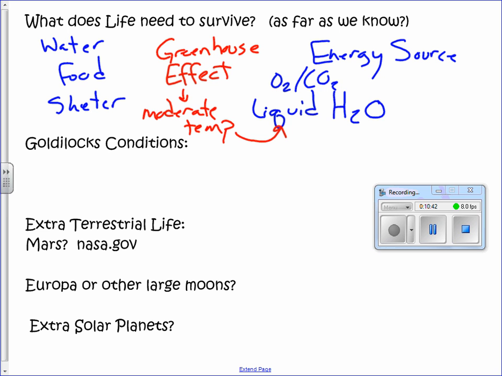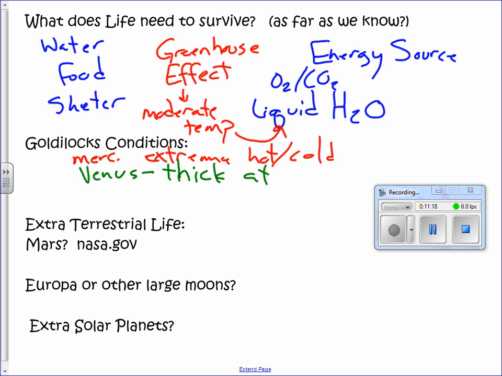We need water, food, shelter, those sorts of things. Now, the Goldilocks conditions are kind of funny, right? Because Mercury is extremely hot and extremely cold. There's no atmosphere, so extreme hot or cold. It's too close to the sun, right? Then you've got Venus. What's it like on Venus? Yeah, a very thick atmosphere. It's extremely hot. And also, there's sulfuric acid and that kind of stuff. Thick atmosphere, too much volcanic activity, too hot.